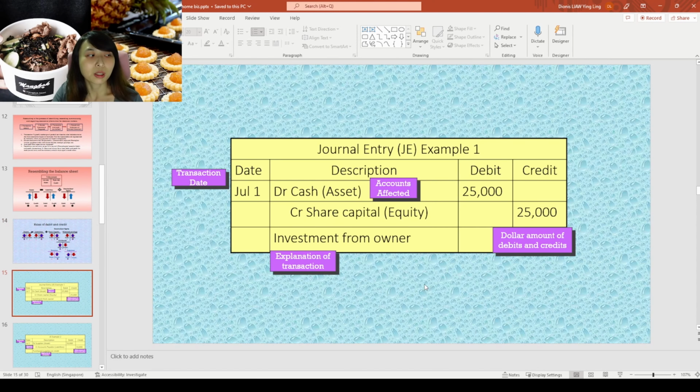Okay, so let me give some examples of journal entries. One journal entry is the example I gave just now. You give cash and start your business, maybe assume 25k. So debit cash, credit share capital. Both amounts must be the same, so it's equal. Let's say you start investing on 1st July.